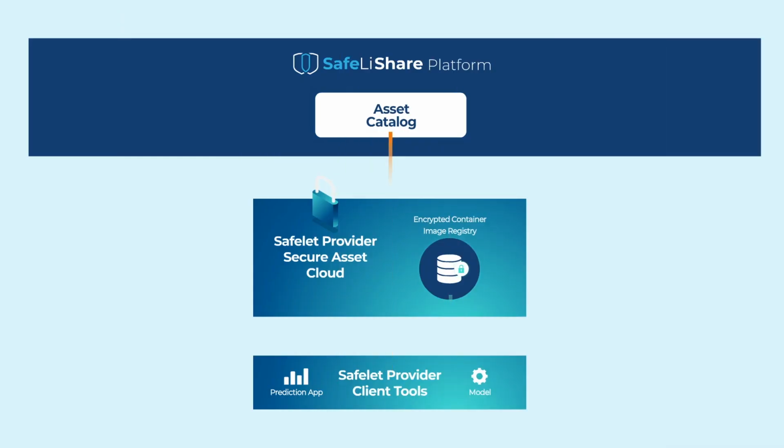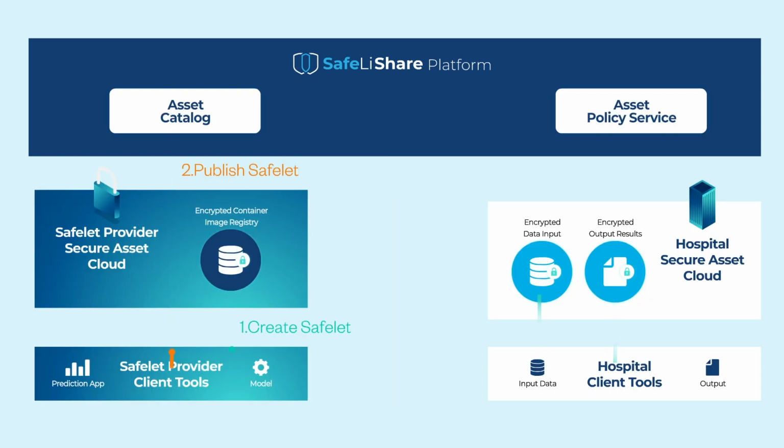First, the prediction program provider is going to encrypt his model and the program in what we call a Safelet, protected executable code, and publishes it to the SafeLiShare platform. We refer to this as the first asset. Next, the hospital encrypts its data as an asset and publishes that asset. Both assets remain in the cloud account of their owners. They are registered in an asset catalog available on the SafeLiShare platform.